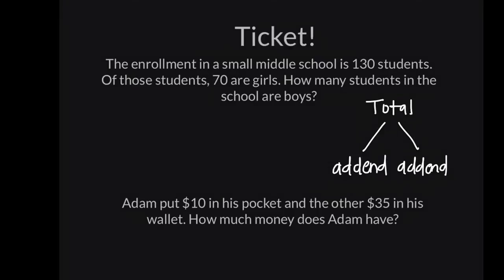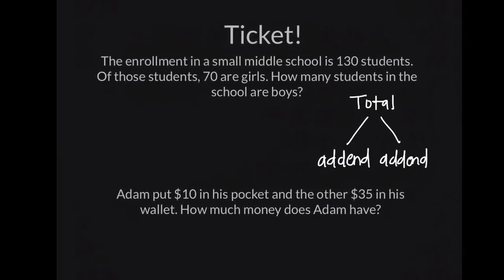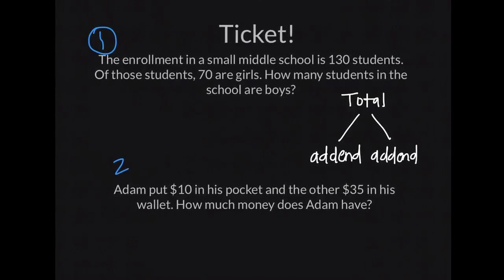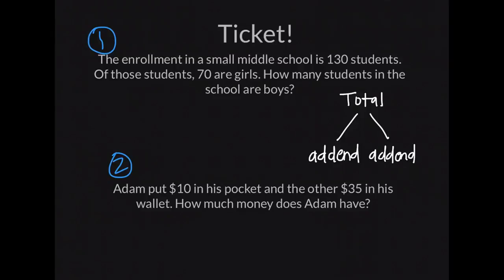Now you're ready to try it all by yourself. So today's ticket has two problems for you to solve, number 1 here and number 2 below. I'll go ahead and read these aloud and then you can start solving. The enrollment in a small middle school is 130 students. Of those students, 70 are girls. How many students in the school are boys?